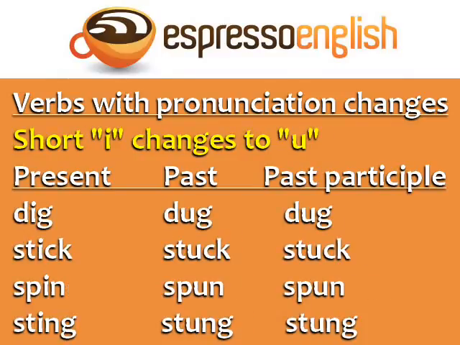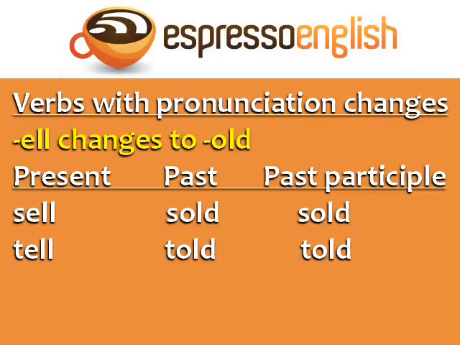Short I can change to U. Dig, dug, dug. Stick, stuck, stuck. Spin, spun, spun. Sting, stung, stung. Two very common verbs, sell and tell, become sold and told in the past and past participle.